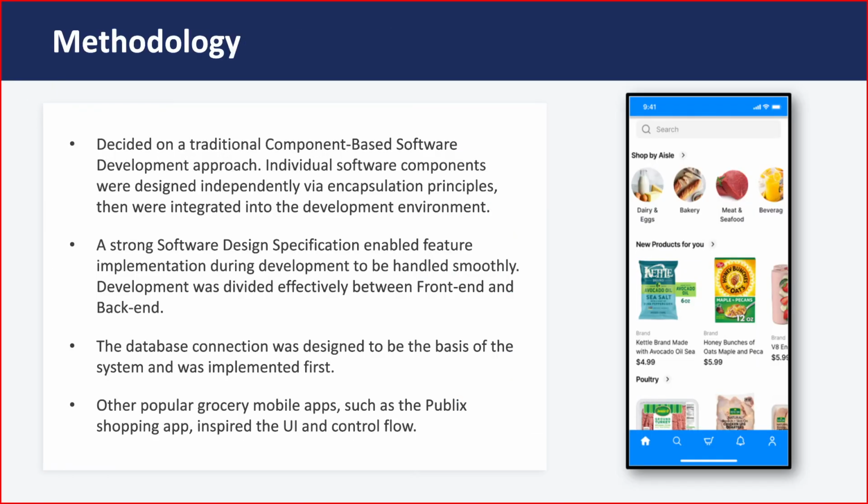Here's the methodology behind some of our design choices. As discussed slightly earlier, we use a component-based software development approach where each component or module was individually encapsulated, then integrated into the environment. We had a strong software design specification defined early, which enabled development of both the front end and back end to move smoothly. We actually implemented the database connection module first and then designed all modules after that, which made development very smooth. Popular grocery apps like Publix's app were used as inspiration for the UI.